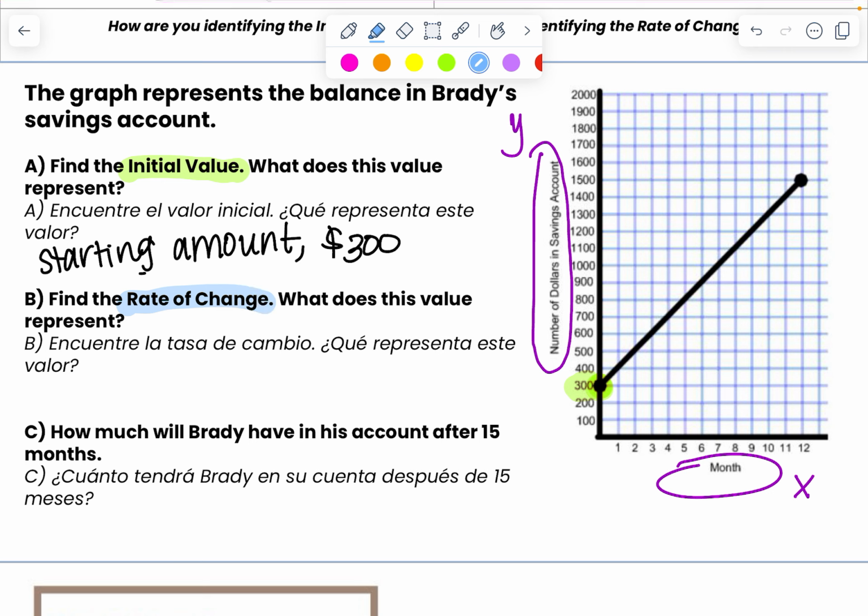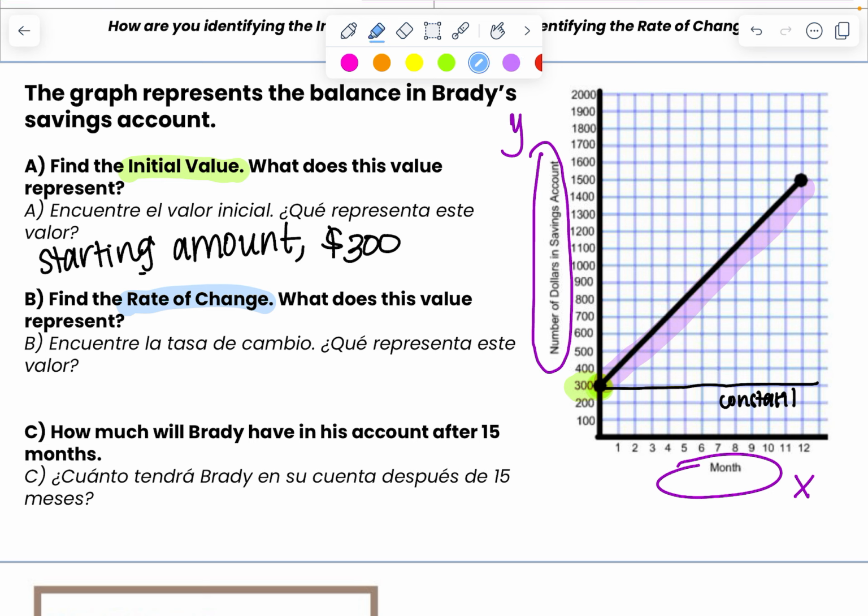Then it wants us to find the rate of change, right? And that would mean like per month, how much money is being added into his account. We started with 300 and we can see that the graph is not constant. We actually know that when our graphs are shaped like this, that means that they're increasing, right? So obviously the amount of his money in his account is going up. So the question is like, how much? With every month, how much is his account going up, right?